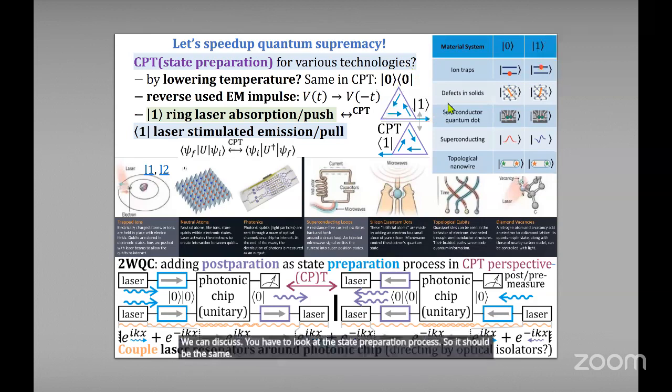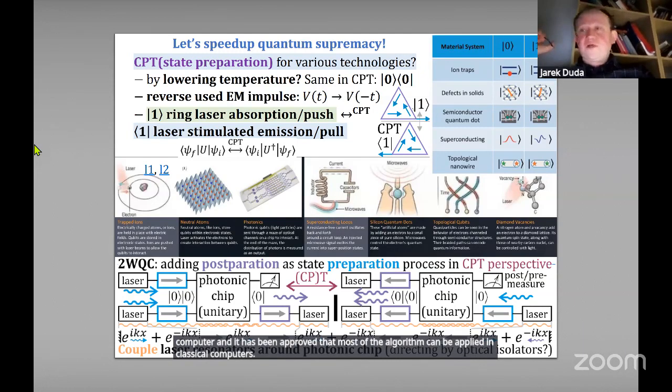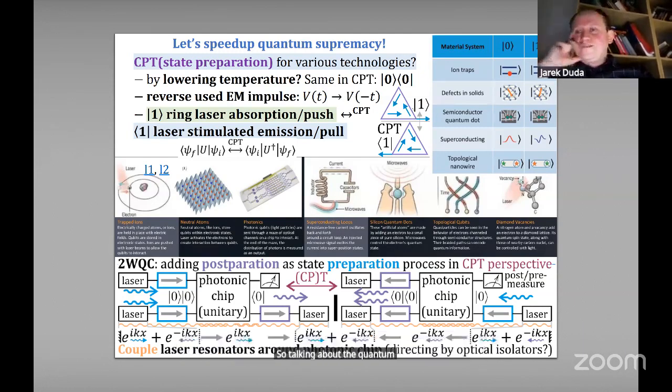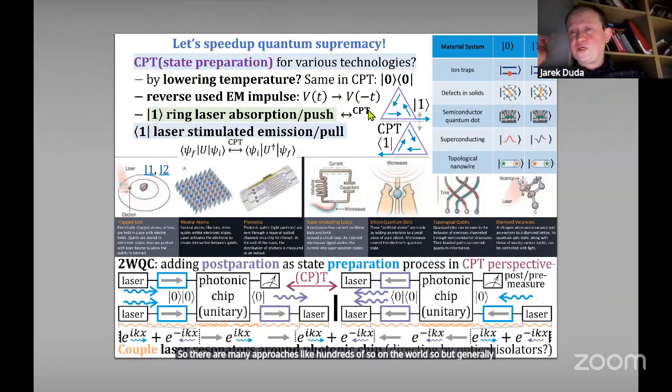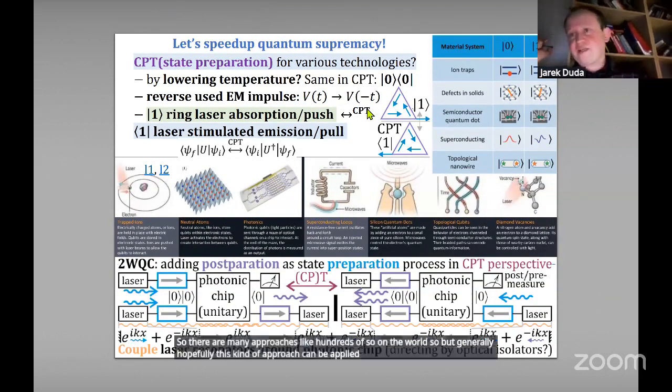Okay, thank you. And the last question, how far are we with building a real quantum computer? Because right now, people are just using classical computers, and it has been proved that most of the algorithms can be applied in classical computers. So, talking about quantum computers, there are many approaches, like hundreds in the world. But generally, hopefully, this kind of approach can be applied in standard techniques.